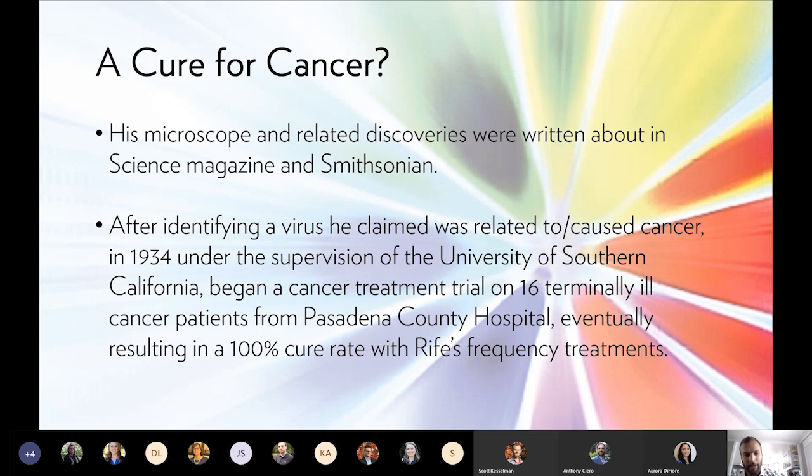One of the really interesting things that he did was there was a study conducted under the auspices of the University of Southern California in 1934. There were 16 terminally ill cancer patients. Within a certain time period, he cured 14 of them, and then made some adjustments, and then had a 100% cure rate for all of these cancer patients using his device that emitted electromagnetic frequencies through plasma.